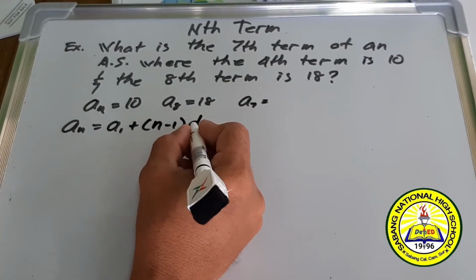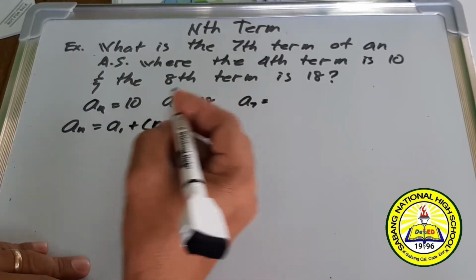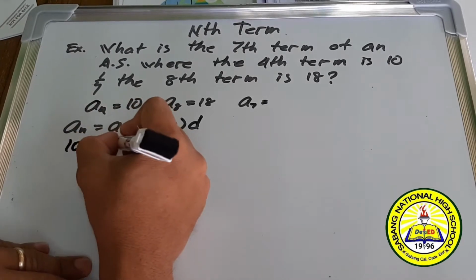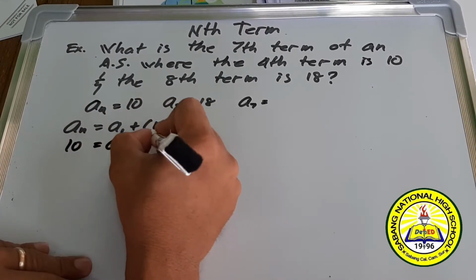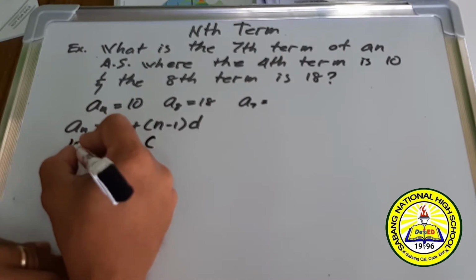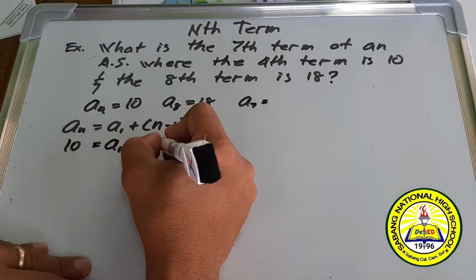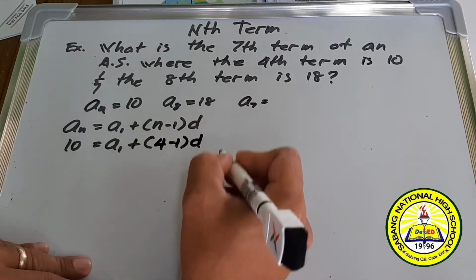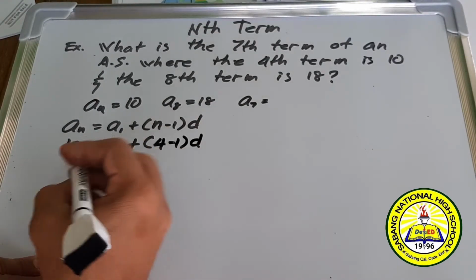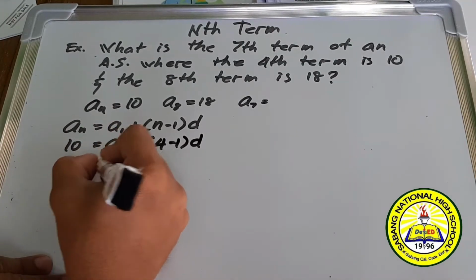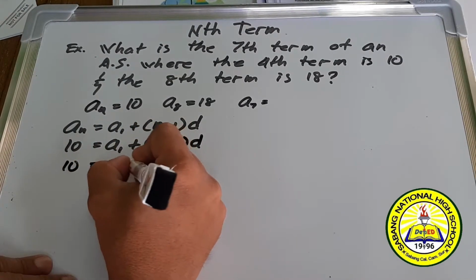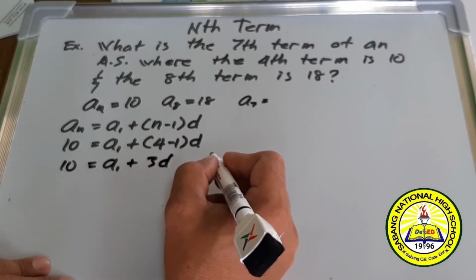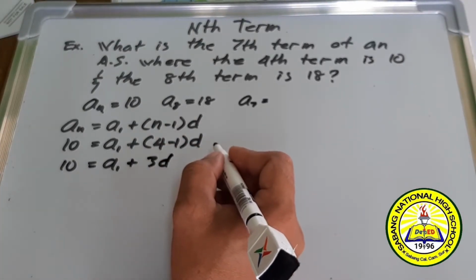This is our task, find the common difference. Okay, we know that the fourth term is 10 and we don't know the first term. Since we are dealing with the fourth term, we are going to change n with 4 minus 1 times the common difference. So we have 10 is equal to a sub 1 plus 3d. Okay. This is leaving us with two variables.